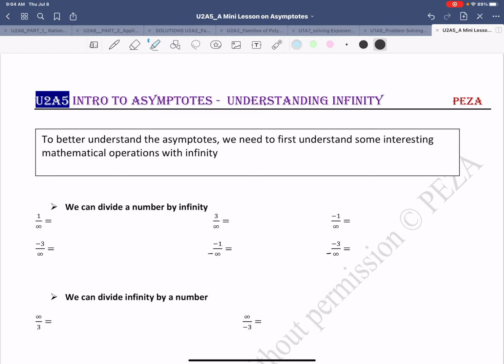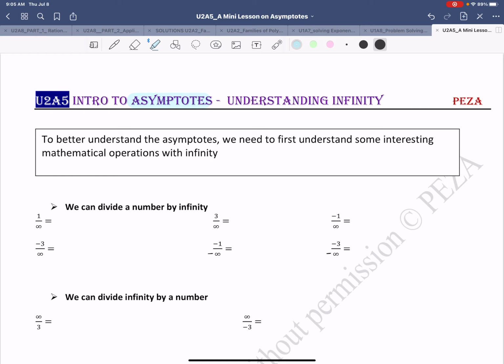Hello and welcome. In this lesson, we'll explore asymptotes. We are studying the unit of rational functions, and their graphs are shaped by their asymptotes. And in order to determine them, we'll need to understand where they come from.